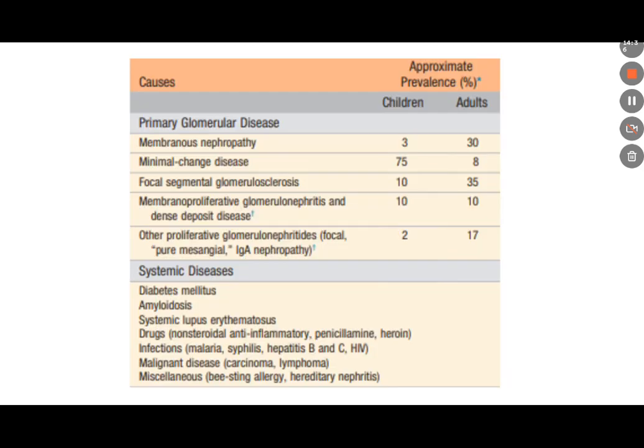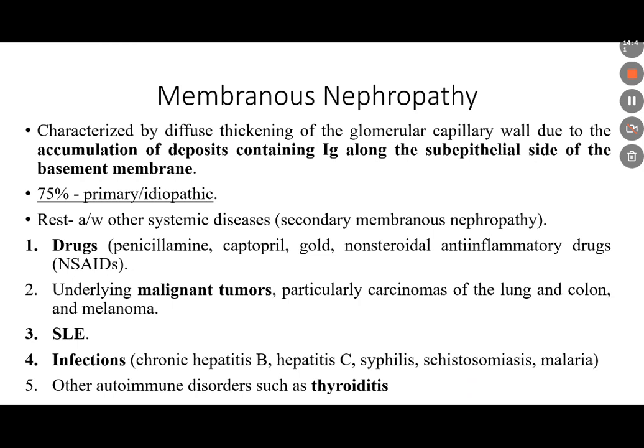First is the membranous nephropathy. It is more common in adults. It is characterized by diffuse thickening of the glomerular capillary wall due to the accumulation of deposits which contain immunoglobulins along the subepithelial side. So again, subepithelial immune complex deposits are happening, and they are causing the thickening of the wall.